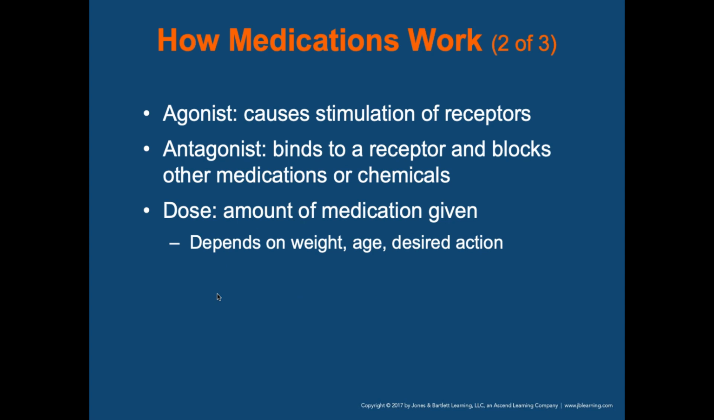An antagonist would be something that binds to a receptor, and that would be something like Narcan. So if we're giving intranasal Narcan, there are opiate receptors in the body, and obviously when the opiates or opioids get into these receptors, they cause someone to get high. Narcan doesn't remove the chemicals in that receptor, it just blocks any more from coming in.